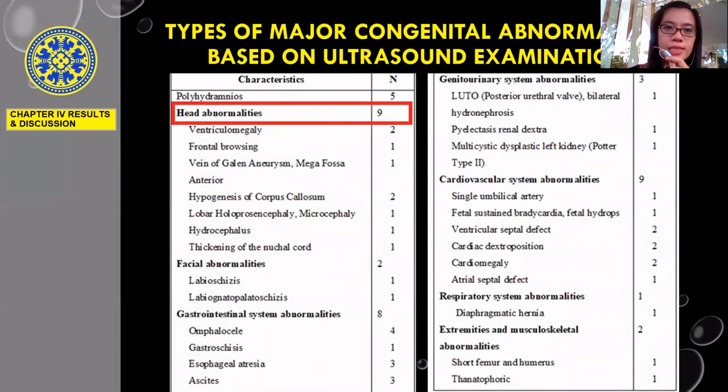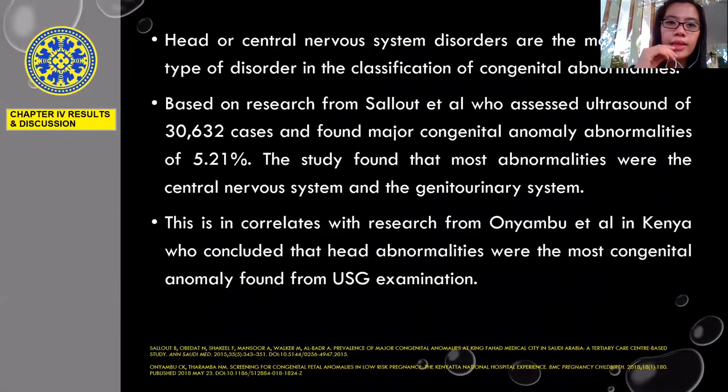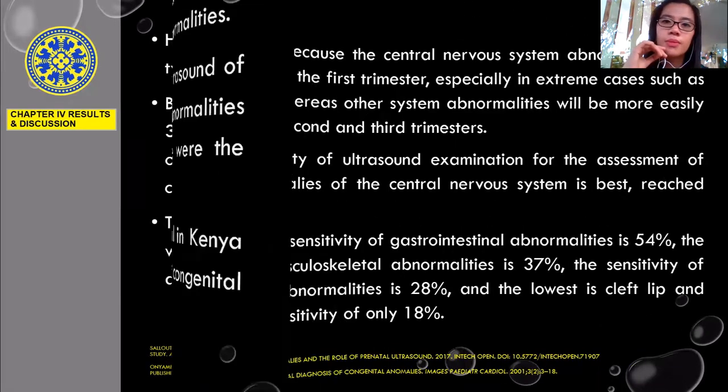What is the type of congenital abnormality based on ultrasound examination? We found head abnormalities were the most common, in 9 patients. Head or central nervous system disorder is the most common type of disorder in the classification of congenital abnormalities. And this correlates with research from Onyambu et al. in Kenya, who concluded that head abnormalities were the most common congenital anomaly found from ultrasound examination.